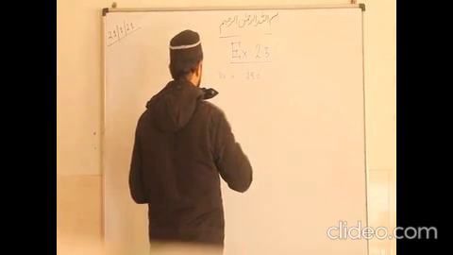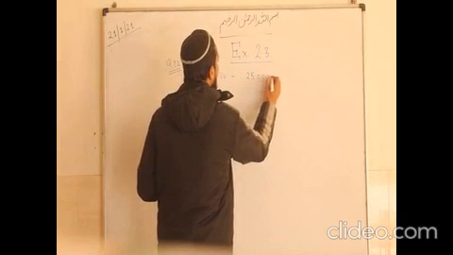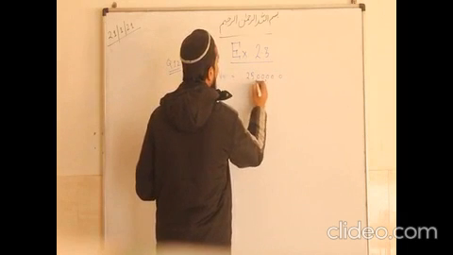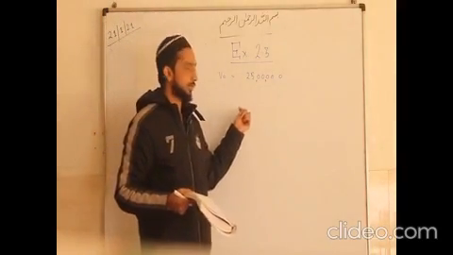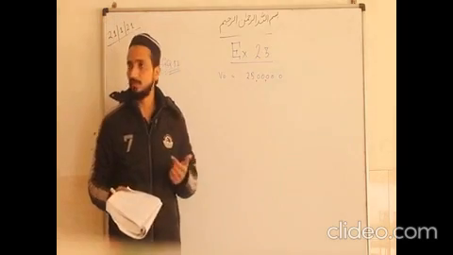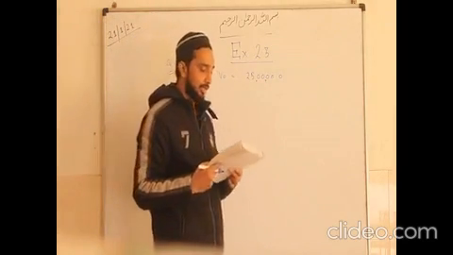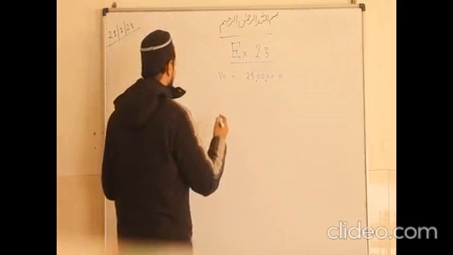This is 3550. We can put the commas like this. So V naught is given as 25 lakhs. This is the initial amount that he invested in a factory.